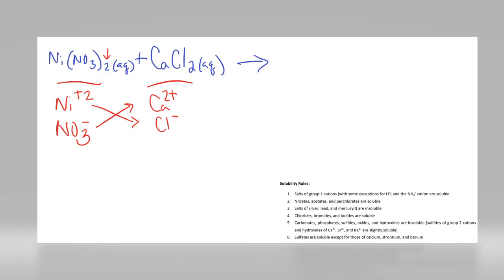So I'm going to start by writing out your nickel chloride. We need 2 chlorides for every 1 nickel because we need to balance out the +2 and the -1. And then we're going to plus calcium nitrate. Now there needs to be 2 nitrates because the +2 calcium needs to bond with 2 nitrates to balance out the charge. But let's see if these are actually going to be solids or stay aqueous based on the rules.